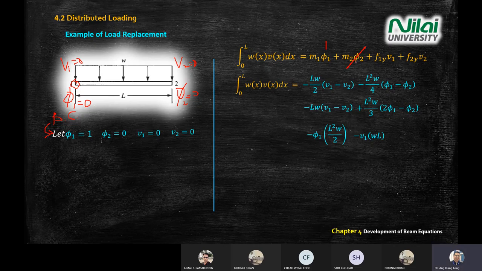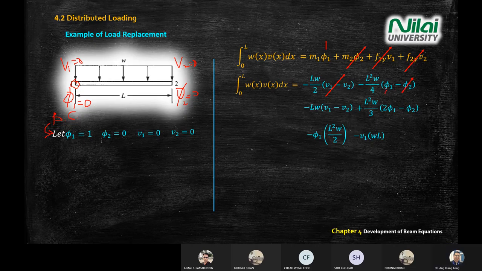And this one is 0 because something times 0 is 0. Excuse me. And this one is also 0. This one also 0. You will arrive, and then for the second one here, because V1 is 0 and V2 is 0, you take this one times 0, you get 0. You do the same for the rest.